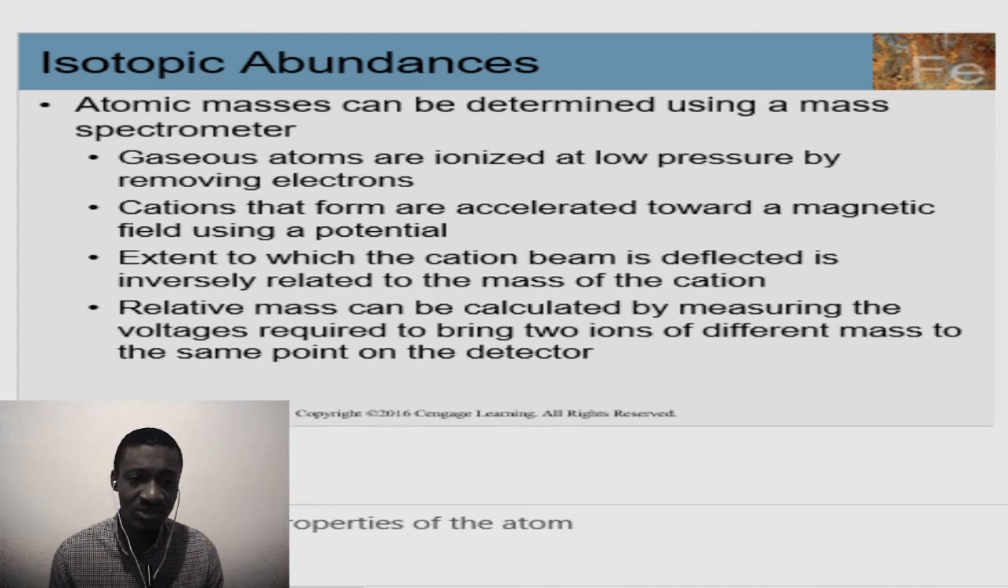A gaseous atom is ionized at low pressure by removing electrons. Notice that most of the time you always see low pressure: the ionization of gases at low pressure. Many times when you look at the cathode ray tube apparatus, it is at low pressure too. The bulbs and all the lighting systems are literally gas stored in a tube at low pressure to give off light.